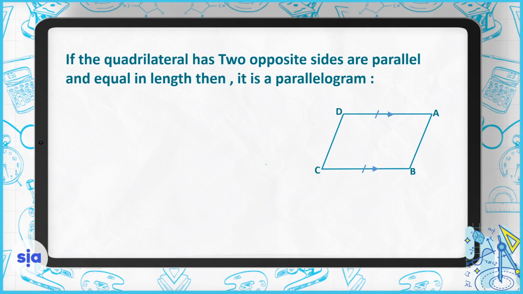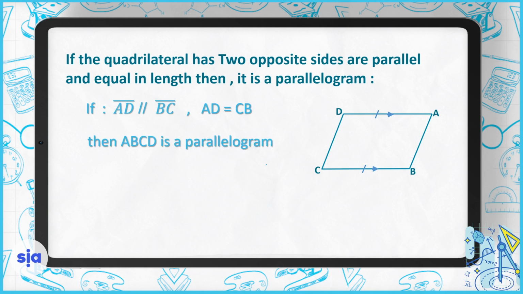If the quadrilateral has two opposite sides that are parallel and also equal in length, then automatically it is a parallelogram. If AD is parallel to BC, where AD is equal to CB, then ABCD is a parallelogram. Let's go to exercise number 1.